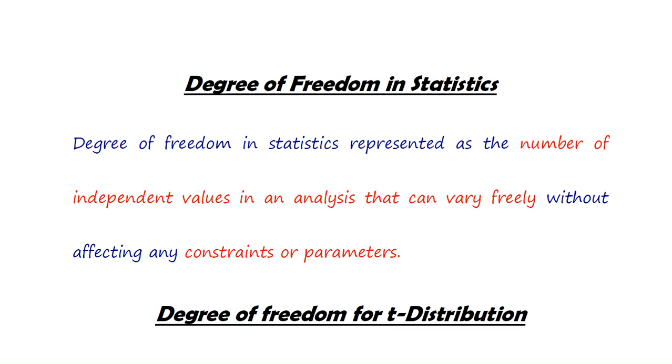Today I discuss degree of freedom in statistics. In my previous video I defined the degree of freedom as the total number of observations minus the number of parameters to be estimated. This is the definition of degree of freedom that we discussed in the previous video. So in statistics, degree of freedom represents the number of independent values in an analysis that can vary freely without affecting any constraint or parameters.